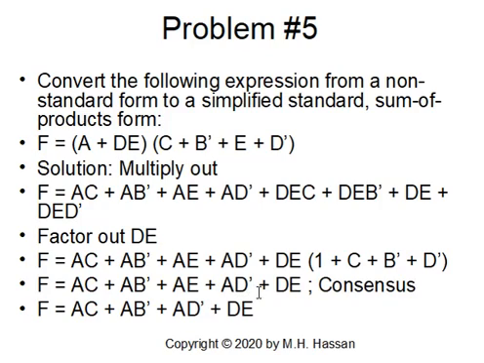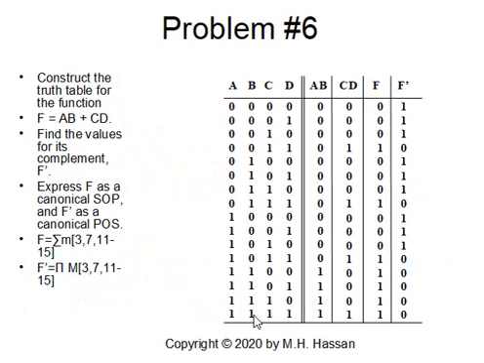Coefficient here is A, the coefficient here is E. So AE can be cancelled out, and we'll end up with AC, AB', or AD', DE. So this is the final answer.